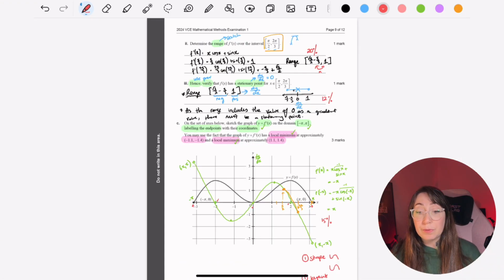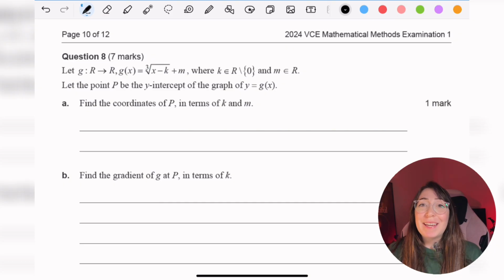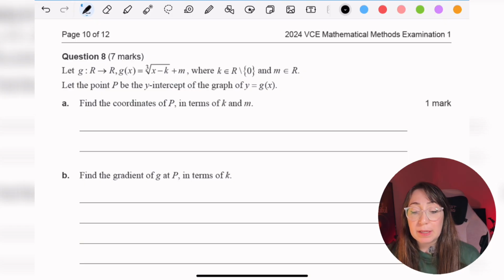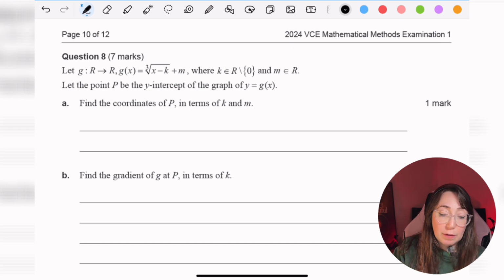We will now move on to our final question, question 8. Okay, we've made it now to question 8. Let's give it a go. So it says, let the graph of g of x be equal to that function where k is a real number except for 0 and m is also a real number. Let the point P be the y-intercept of the graph of y equals g of x.